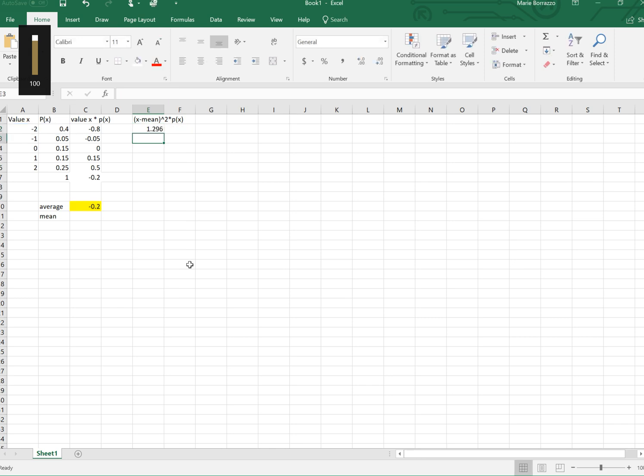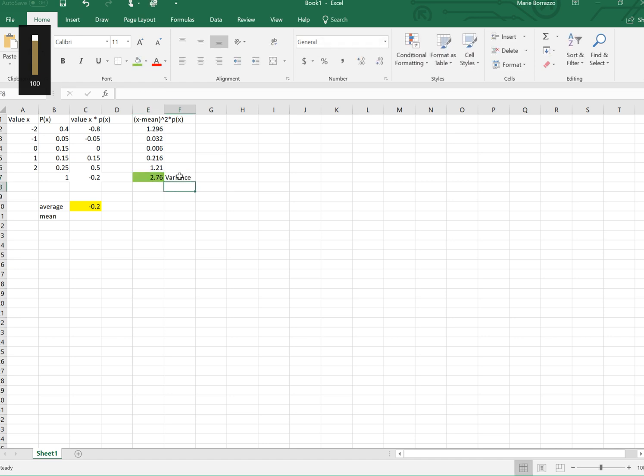So you're going to hit enter, and we are going to drag this down, all the way down to here. Now we're going to take the sum of this cell. Normally we would divide, but since it's P of X, it's 1, again, same difference. This doesn't require division because of the fact that it's always going to be equal to 1. Now this value is your variance.